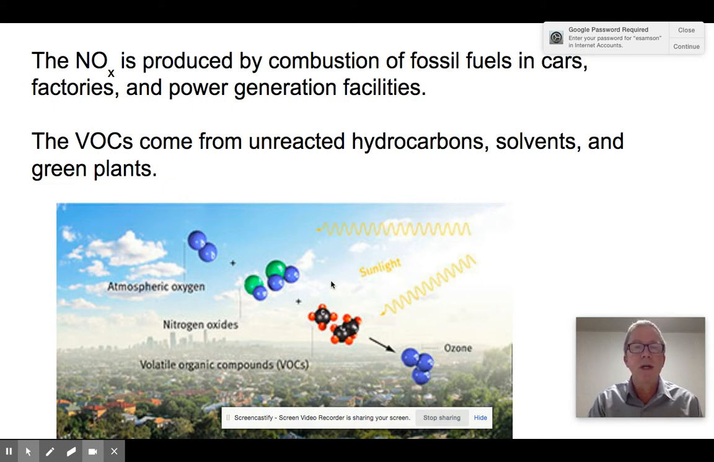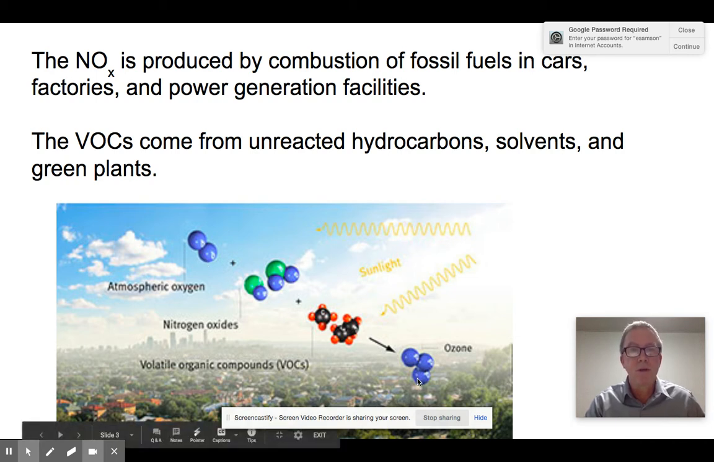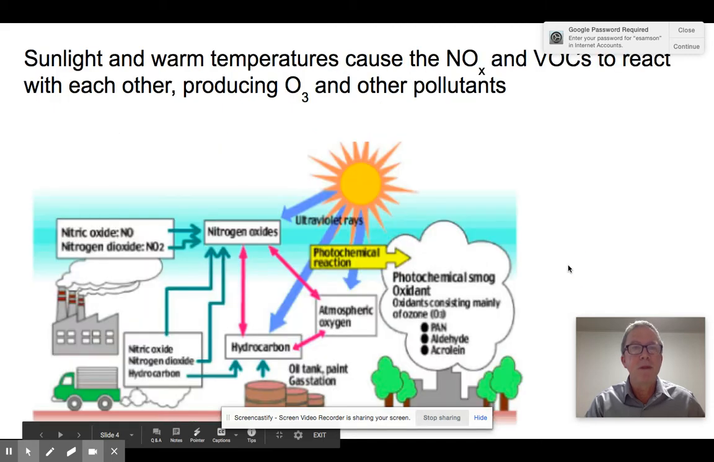So the combination of NO and NO2, atmospheric oxygen, and these VOCs, in the presence of heat and sunlight, will react. And without going into the details of the actual chemical reaction, O2 in the atmosphere ends up becoming O3, which is known as ozone. And that is something that is really not very healthy for us.